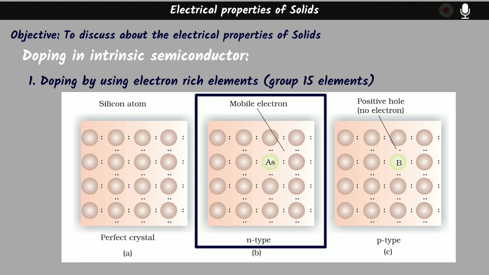So when this arsenic is inside that intrinsic silicon semiconductor, then that arsenic will occupy one lattice site, and we already know that arsenic has a total of 5 valence electrons. Among these 5 electrons, only 4 will form bonds with the 4 neighboring silicon atoms. And that one electron will remain free.